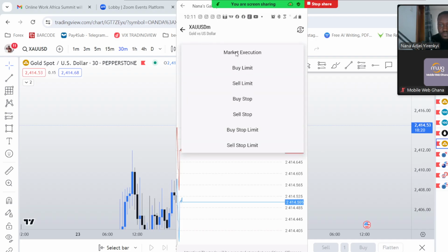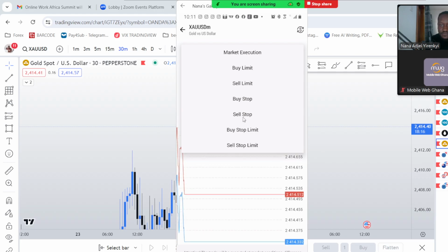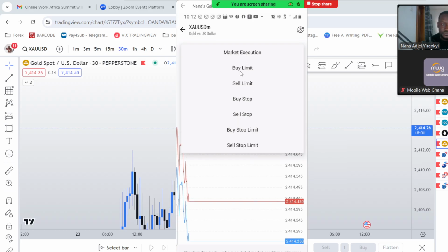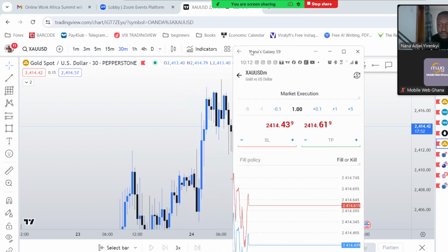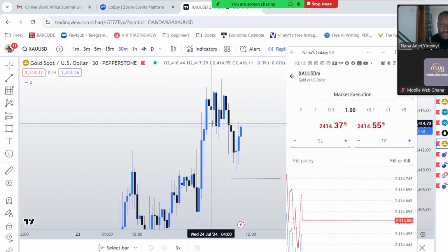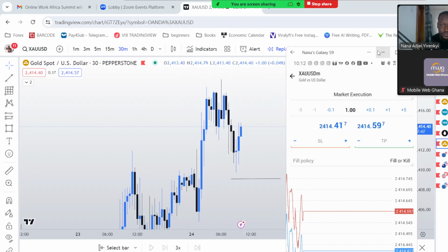But this time around we are looking to buy or sell limit. So any of these are the various pending orders that we can use. Mostly we use these four main: the buy limit, sell limit, buy stop, and then the sell stop. Okay, so these are the four main pending orders that we are going to be using. And then if you want to execute an instant order whether to buy or to sell, we are going to select the market execution.